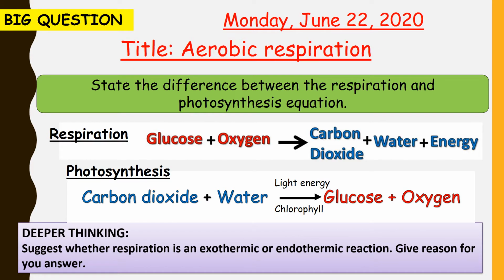Okay, so we're going to start off. We've got the title of today's lesson, that is Aerobic Respiration, and we'll look at what aerobic means if you don't already know. There are two types of respiration, aerobic respiration and anaerobic respiration. Today we're going to be focusing on the aerobic one.